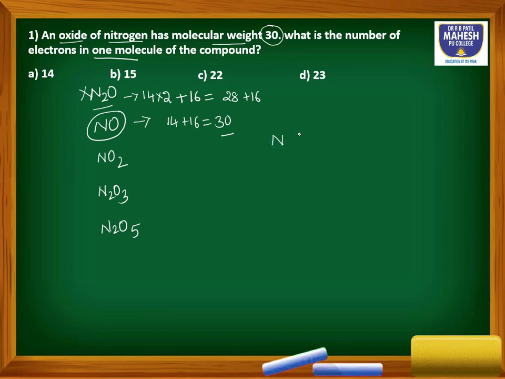So in nitrogen monoxide, let us find out how many electrons are present. The number of electrons in any atom is equal to its atomic number. The atomic number of nitrogen is 7, where oxygen is 8. 7 plus 8 is equal to 15. Total number of electrons is equal to 15. Option B is the correct answer.